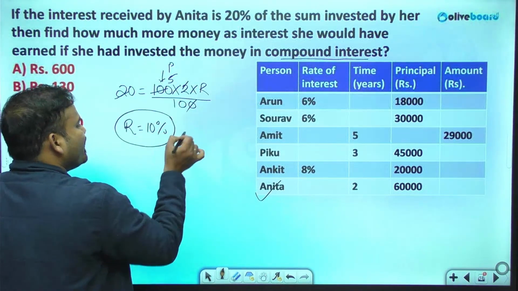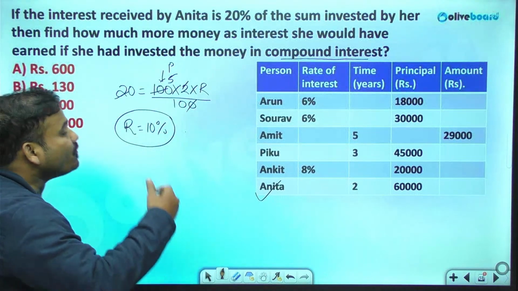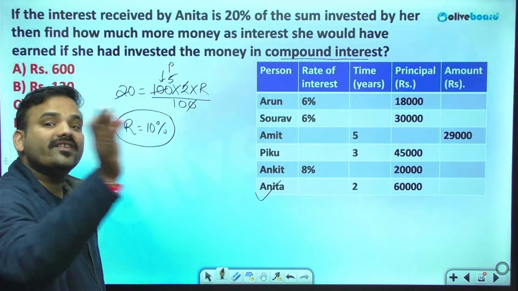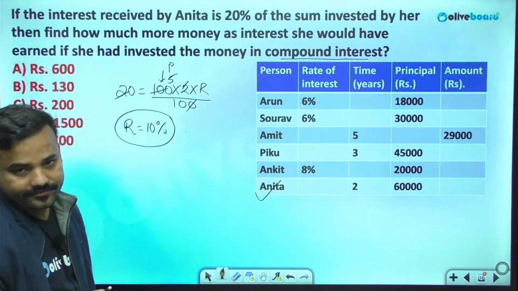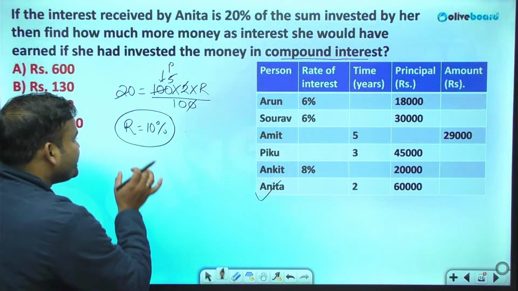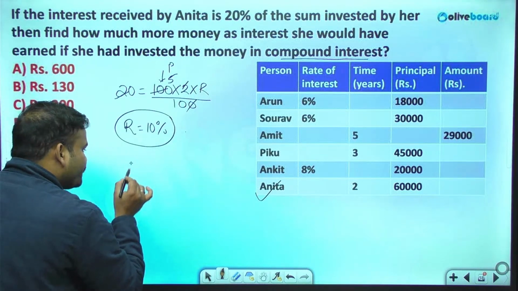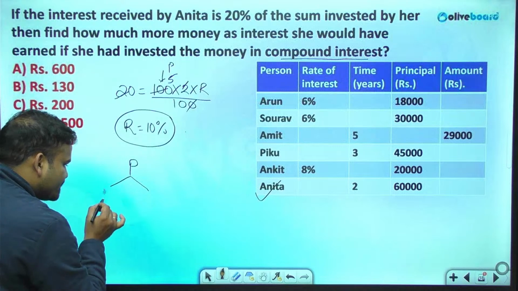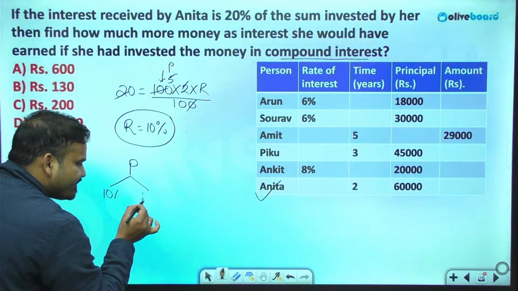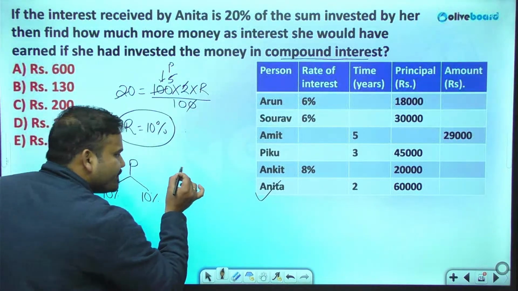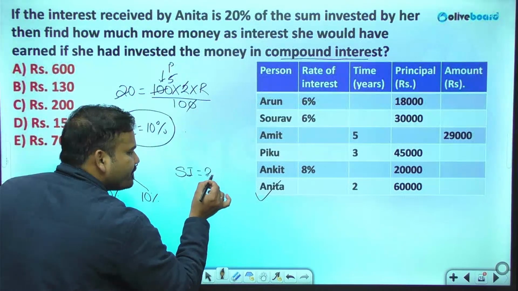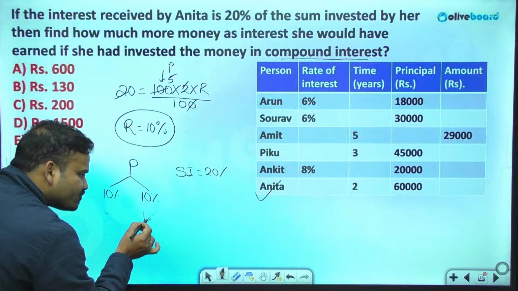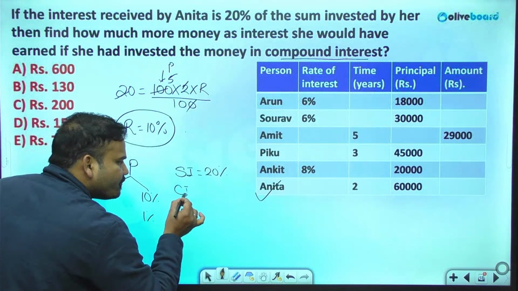Now the question has demanded, how much extra money will she get if she had invested this particular sum at compound interest? Rate of interest is 10%. The simple interest for the first year is 10%, simple interest for the second year is 10%, so simple interest for 2 years is 20%. But what about the compound interest? 10% of 10% is 1%. So the effective rate of compound interest is 21%.